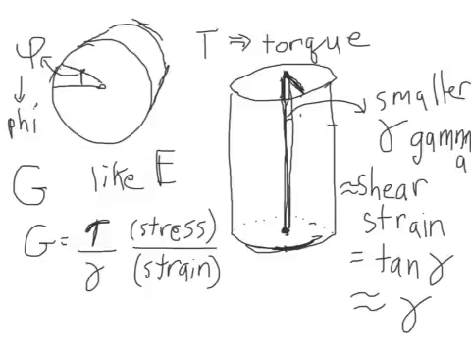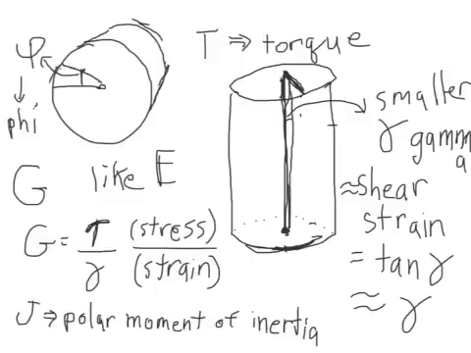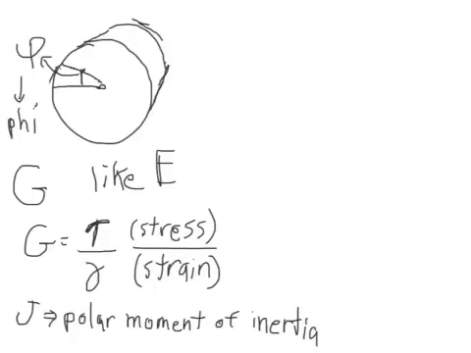And let's look at one more letter, J. And that's the polar moment of inertia. I'm not sure what to say about this beast J, polar moment of inertia, other than it's another number that gives the resistance of an object to shear strain.